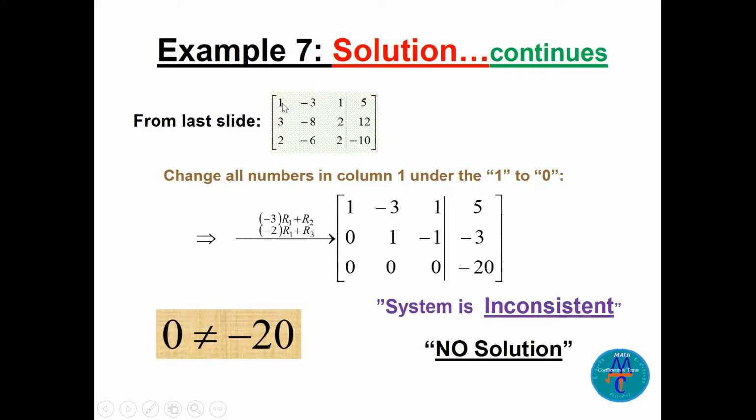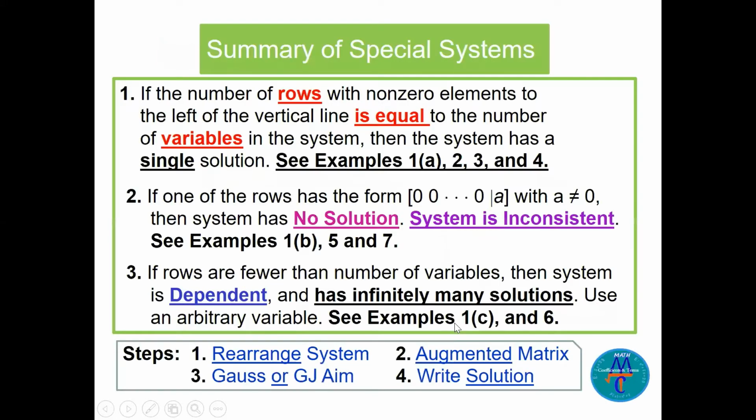Down here I say multiply by minus 2. So this becomes 0, this becomes 0, this becomes 0, this becomes minus 20. So 0x plus 0y plus 0z is equal to minus 20. 0 cannot be minus 20, so the system is inconsistent and we have no solution.